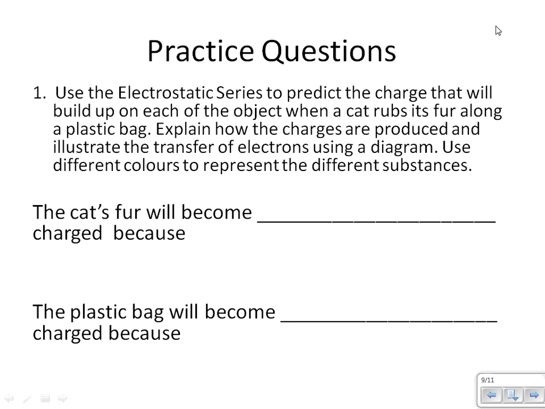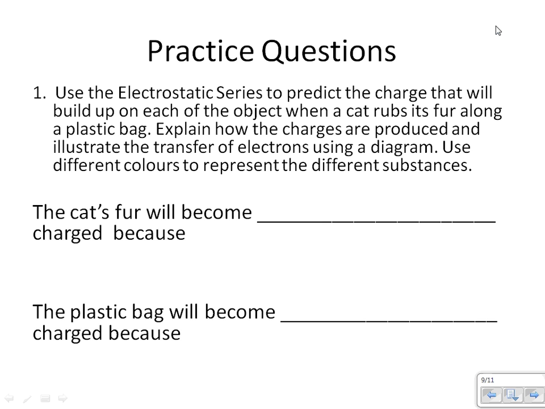So let's do some practice questions. Use that electrostatic series to predict the charge that will build up on each of the objects. So when a cat rubs its fur along a plastic bag, explain how the charges are produced and illustrate the transfer of electrons using a diagram. Use different colors to represent different substances. So what's actually going to happen here?